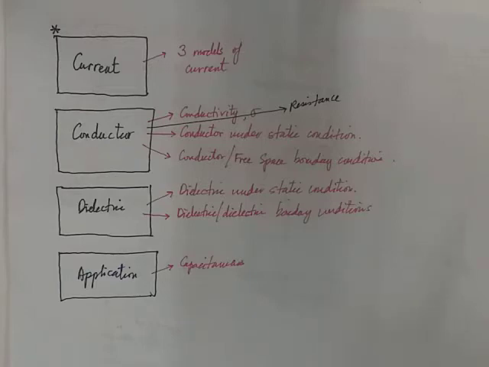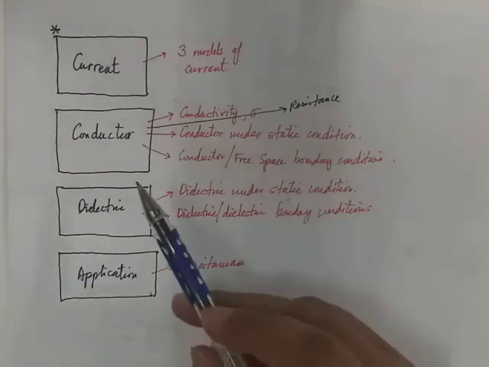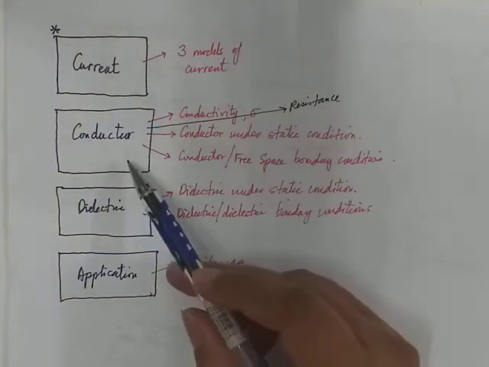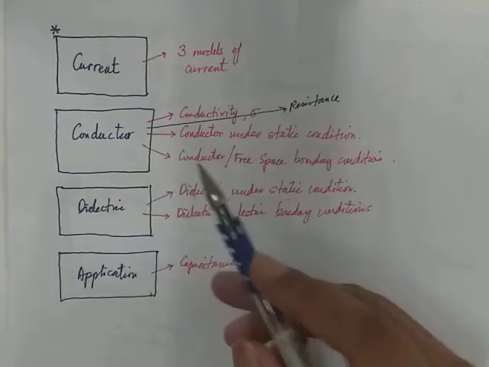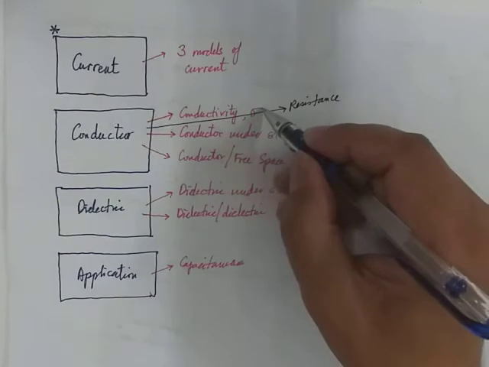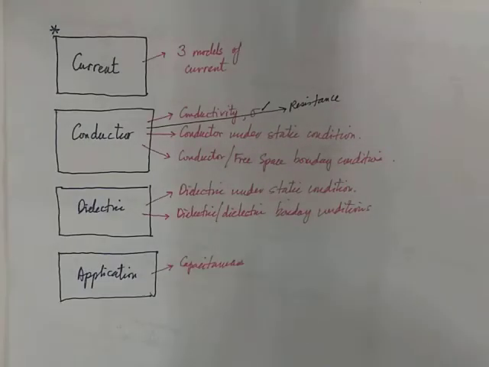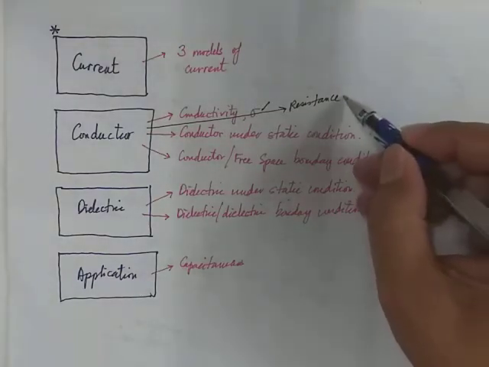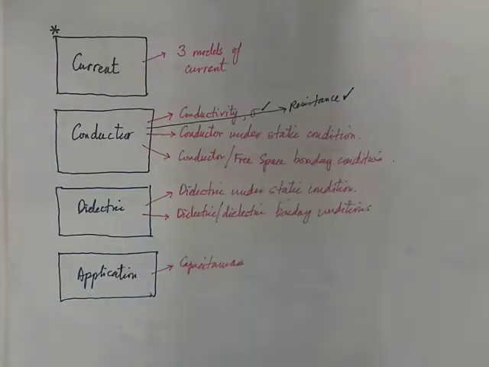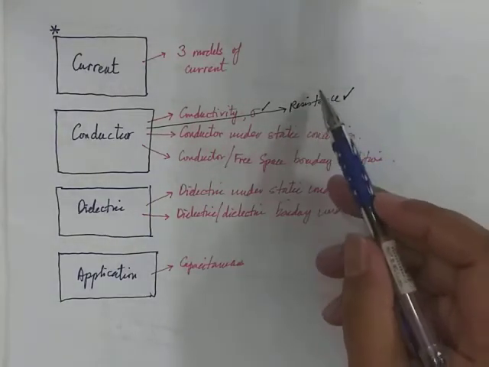Okay, today in our lecture we're going to continue talking about the issue regarding conductors, as shown here. We have discussed the issue regarding conductivity, and we have also shown a method to determine resistance using the field theory approach.